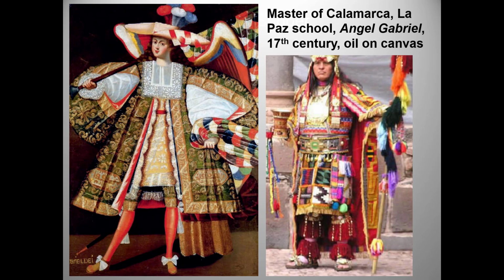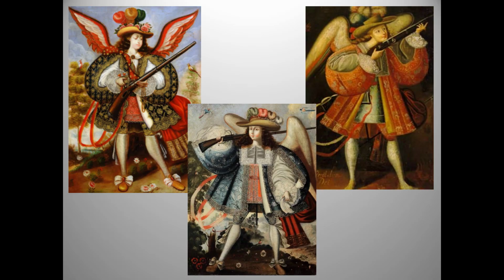This gun-toting angel, also by the master of Cajamarca, offers a better comparison. The figure on the right is dressed in the traditional royal Inca garb for the Inti Raymi, or sun ceremony. These gun-toting angels showed up in paintings all through the Andean region. Here are three more.